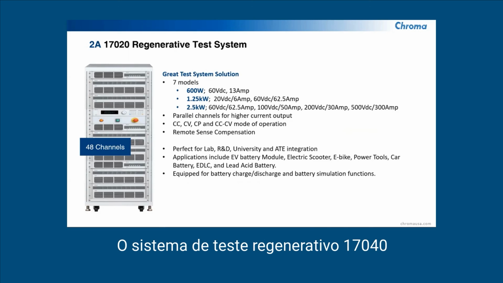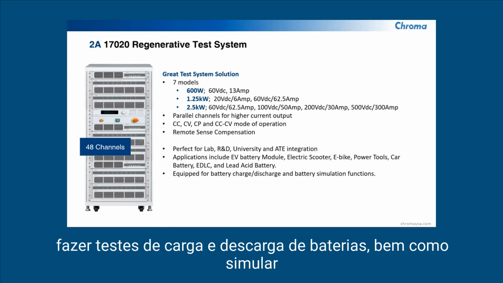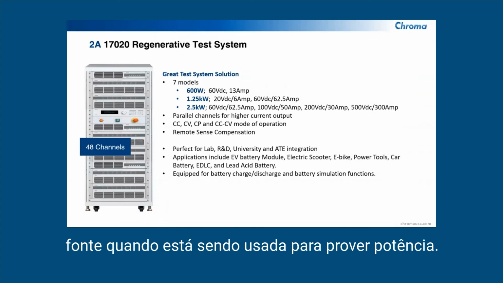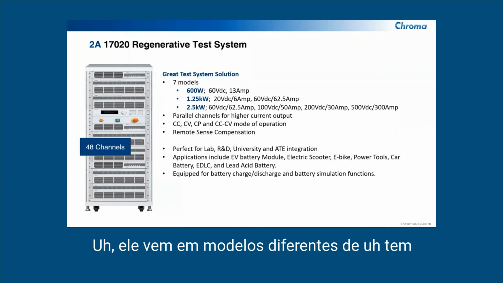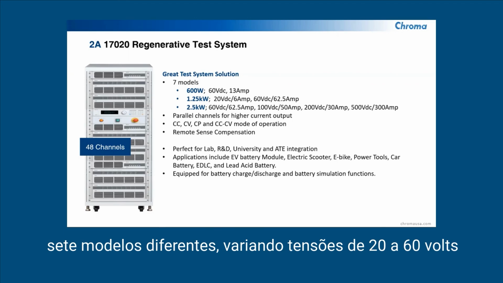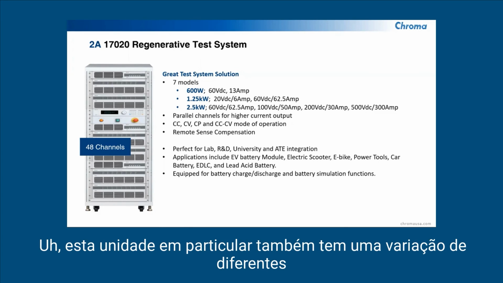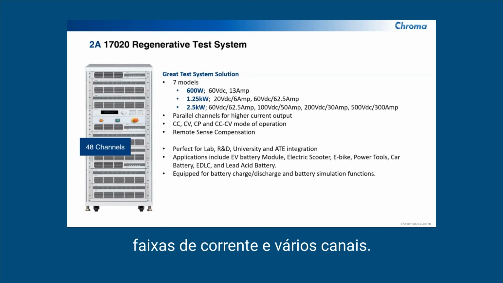The 17020 regenerative test system can do battery simulation. It can do charge and discharge testing of batteries, as well as simulate a battery as a load when it's being charged, or as a source when it's being used as supply power. It comes in up to 7 different models, ranging in voltage from 60, 20 volts actually, all the way up to as high as 500 volts. This particular unit has a variation in different current ranges as well, and multiple channels.